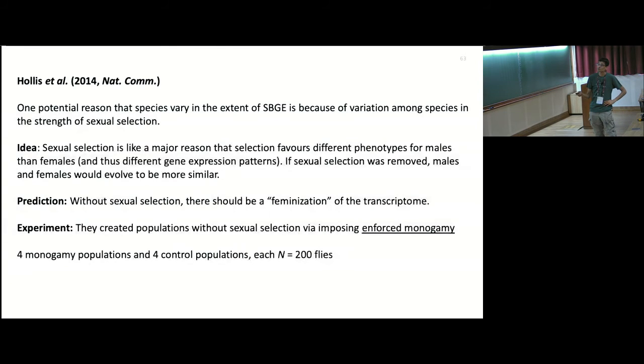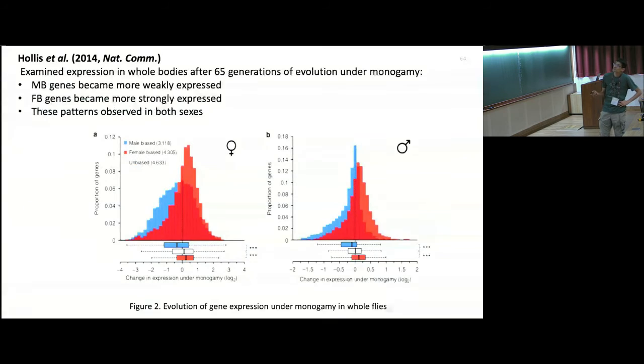They had 4 of these monogamy populations, 4 of these control populations, and these are quite small populations, 200 flies per population. Again, the small size is largely because of the amount of labor it takes to maintain these monogamy populations. Well, here's what they found.